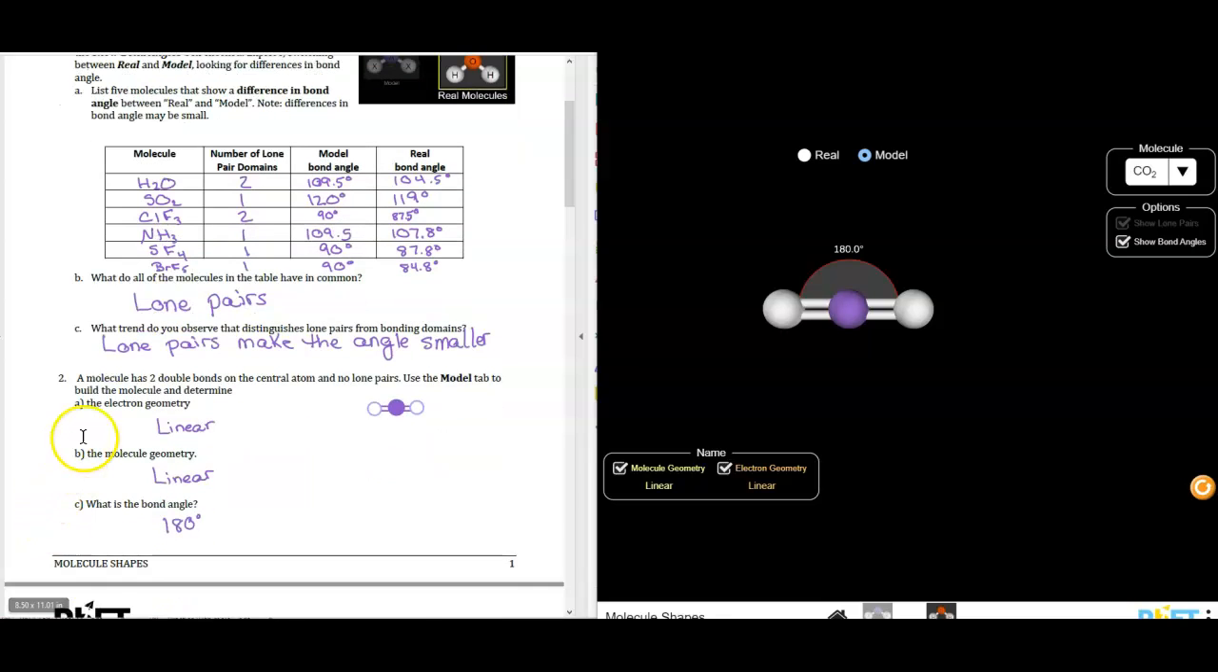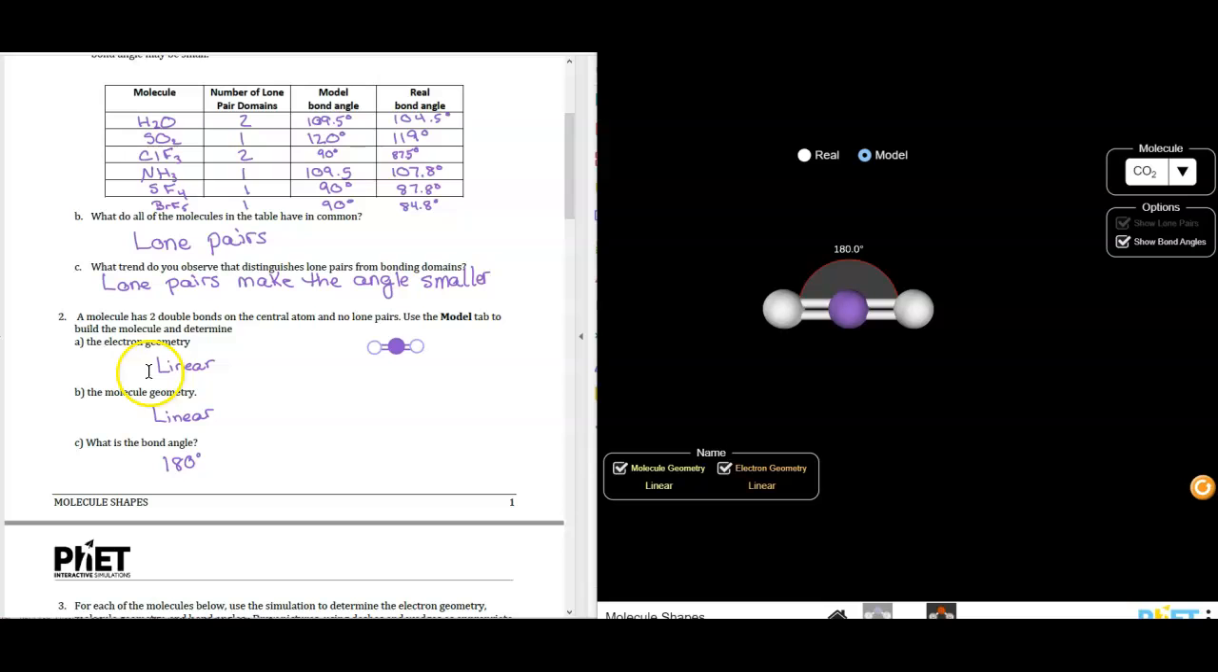Question 2 has a linear electron geometry and molecule geometry. How do I know? I checked these tabs right here. And by checking this tab, I can see that the bond angle is 180 degrees.